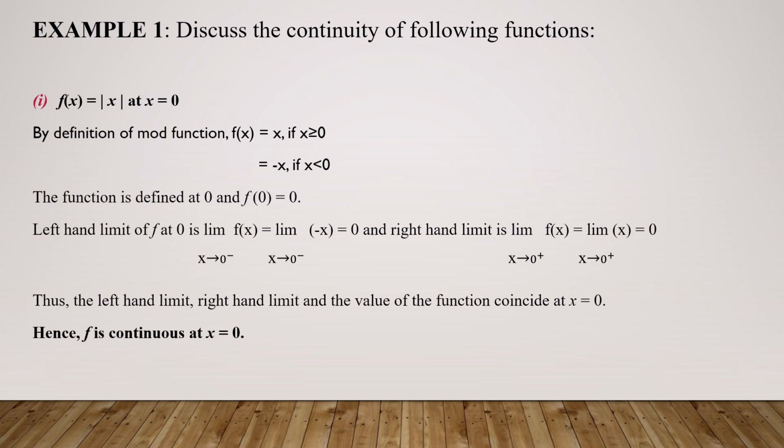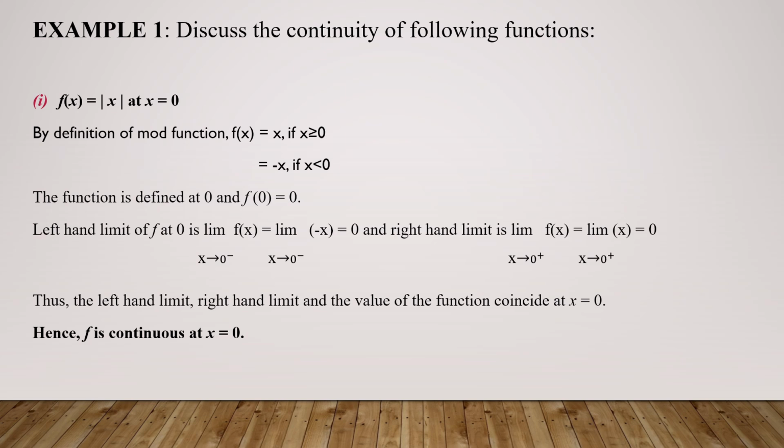Now let us find the left and right hand limit. Left hand limit of f at x equal to 0 will be limit x tends to 0 minus, means from the left hand side of f(x). Left hand side of f(x) means you have to take the case when x is less than 0. So it is limit x tends to 0 minus, when x is less than 0, how is f(x) defined? As minus x. So the value is 0.